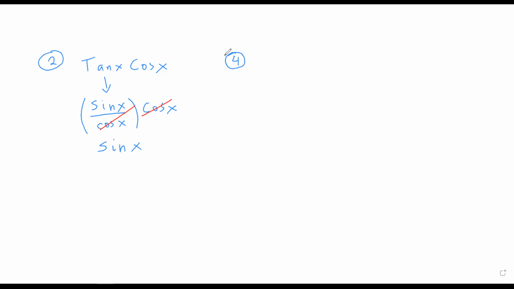Now let's look at number 4. Number 4 says cosecant squared of x minus 1 divided by cotangent.